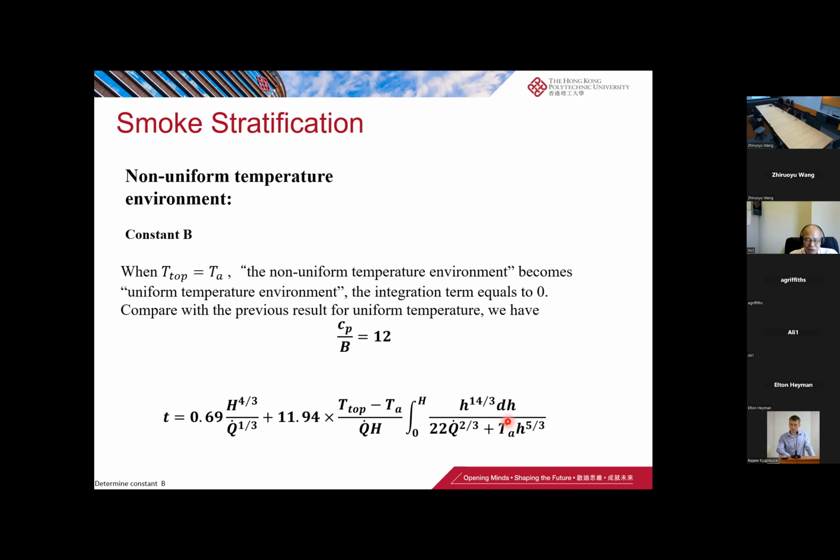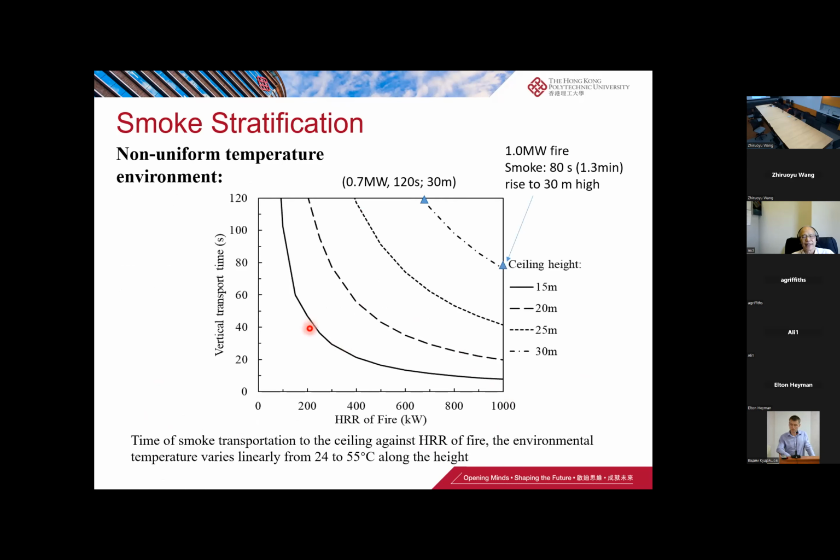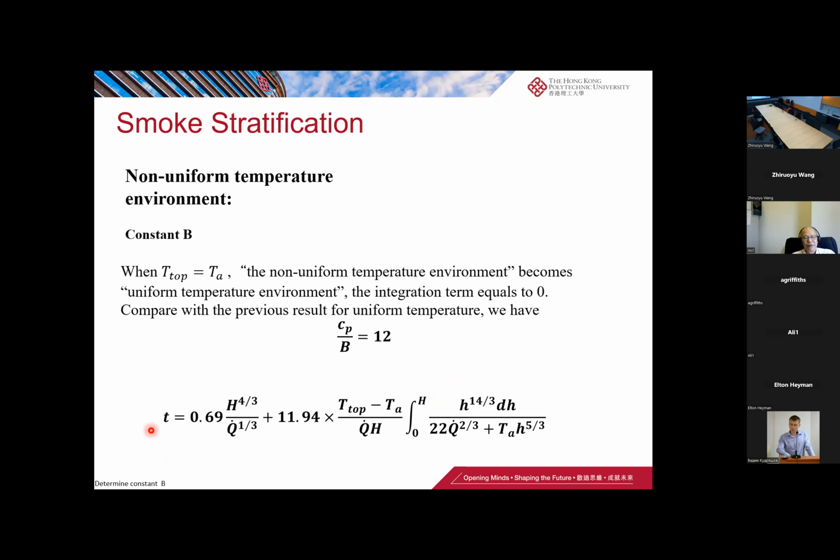Based on this equation, we can plot the line here. Of course, for plotting time against the height, using this integration term is also complicated, as I found at the early stage when I plotted this curve.